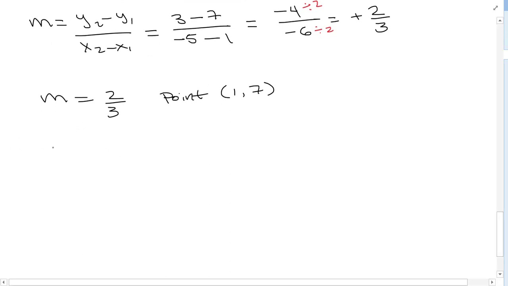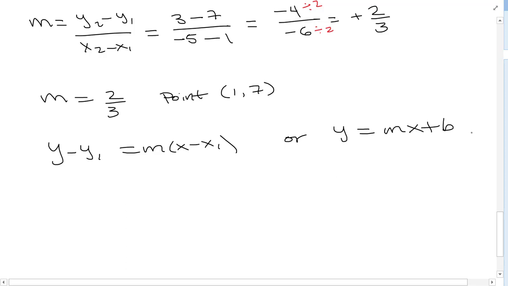And so now I have the option. Do I use the point-slope form, y minus y1 equals m times x minus x1, or do I use y equals mx plus b? Use whatever you're most comfortable with. I'm going to use the point-slope form. So this is going to look like y minus my point, so this will be my x1 and my y1. So y minus 7 equals the slope, which is 2/3, times x minus the x value, which is 1.